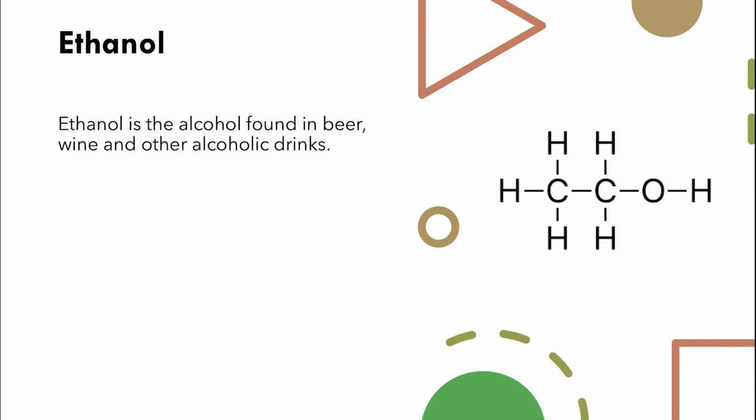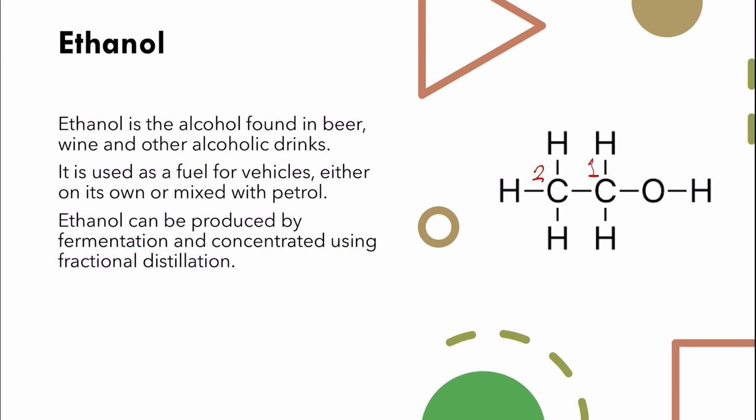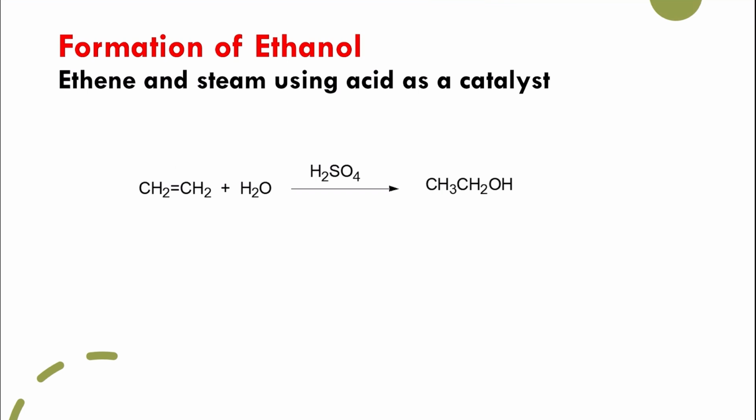Ethanol is an alcohol that is found in beer, wine, and alcoholic drinks. Ethanol has two carbon atoms. This is the first carbon atom, and this is the second carbon atom. It's used as a fuel for vehicles, either on its own or mixed with petrol. Ethanol can be produced in one of two ways. The first way is by using ethene and steam with acid as a catalyst. When you have ethene and you add water to it in the presence of an acid, which can be sulfuric or phosphoric acid, that will give you the ethanol.